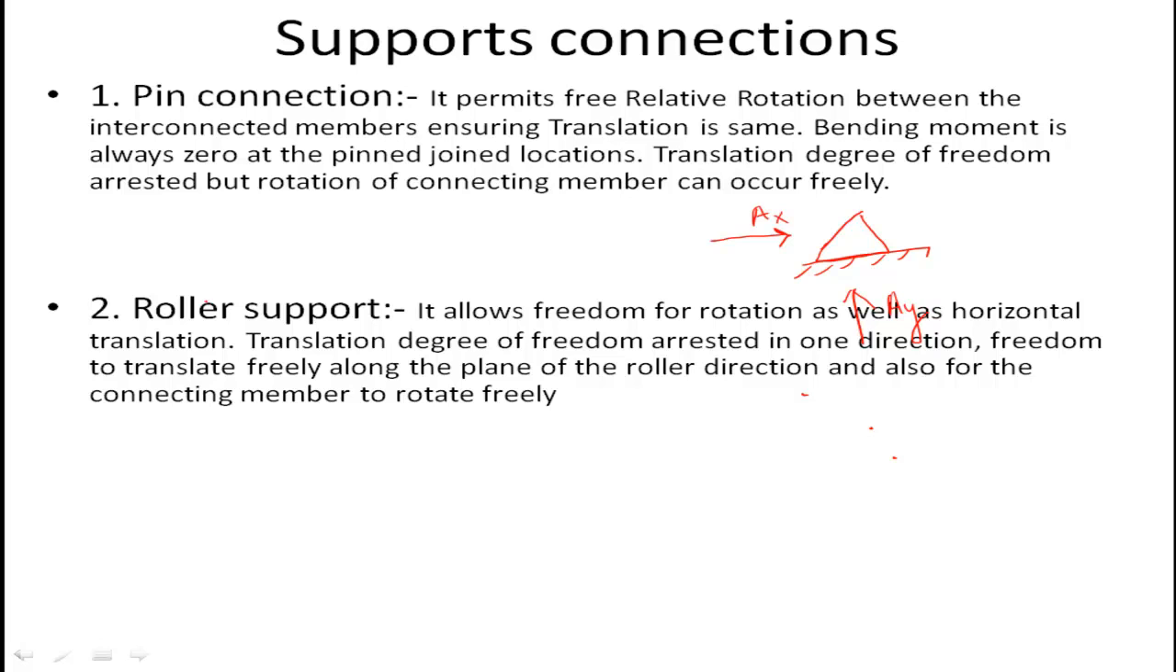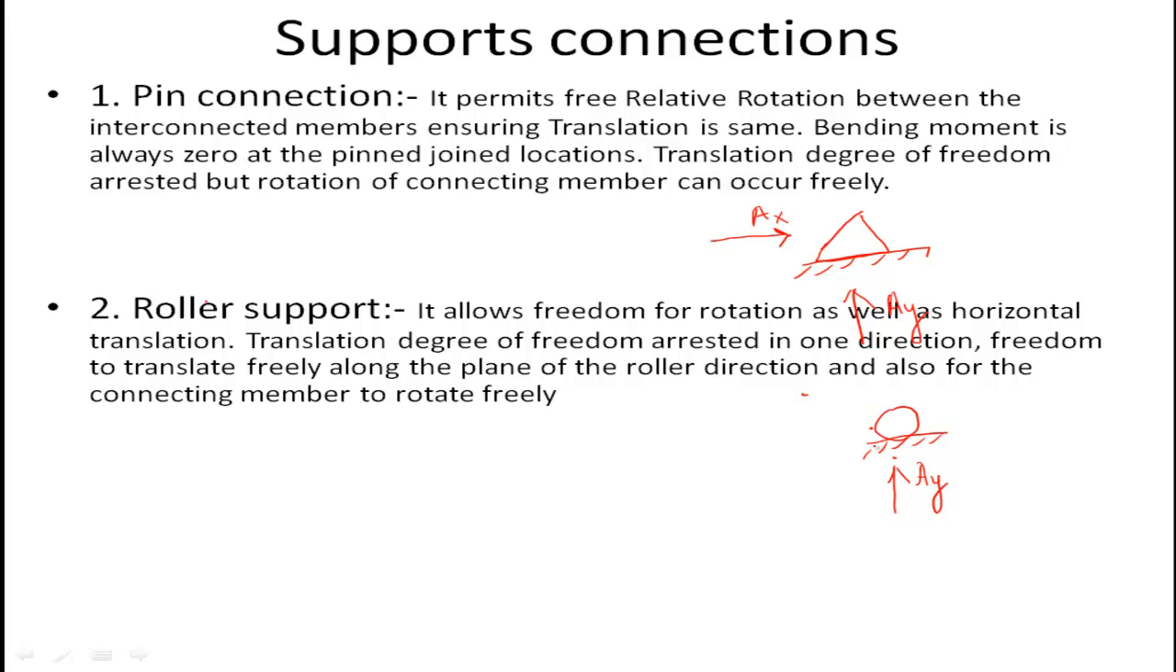It's usually drawn like this. Here you have only a translation support reaction, that's AY, in the Y direction.